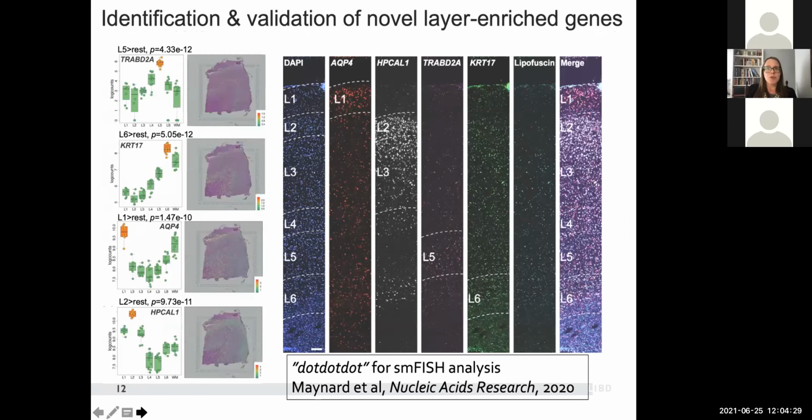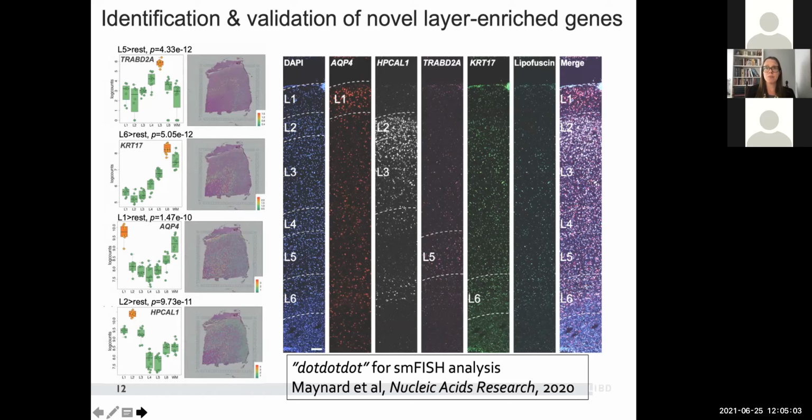So using this approach, we systematically assessed the robustness of previously identified layer marker genes from rodent and human studies in our DLPFC layer-enriched gene expression dataset. We found that a subset of these canonical marker genes from the literature, so about 60% of them, showed significant differential expression in our human DLPFC data, which were largely driven by markers identified in the human cortex as opposed to the rodent cortex. We also identified several genes previously underappreciated as laminar markers in the human DLPFC.